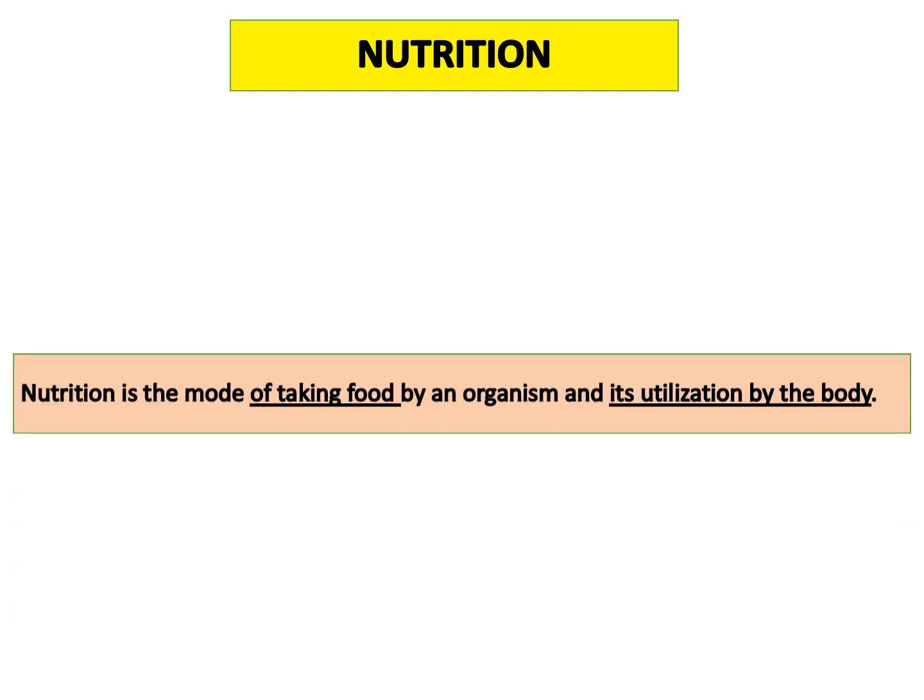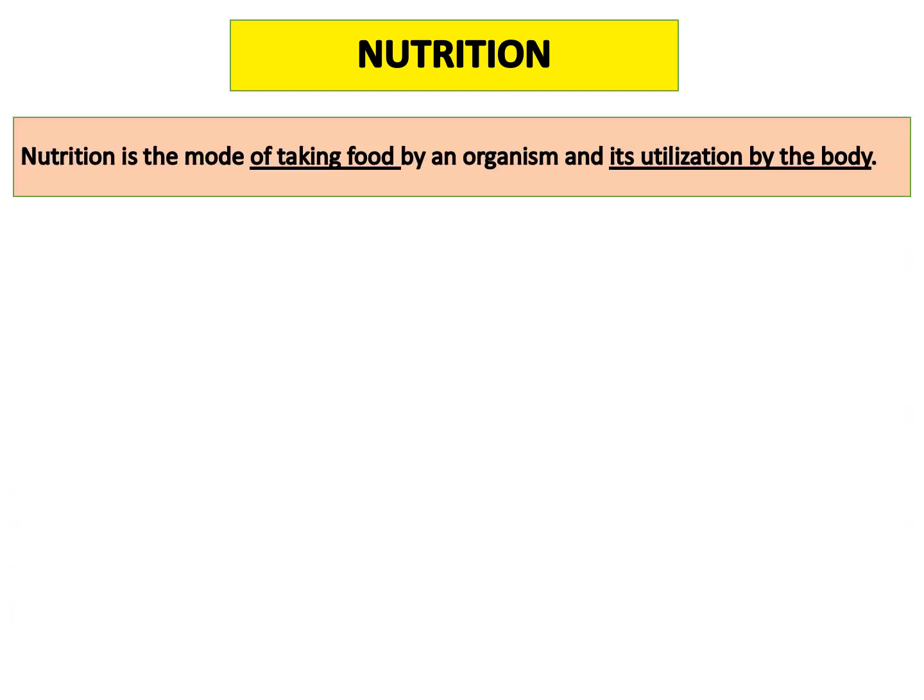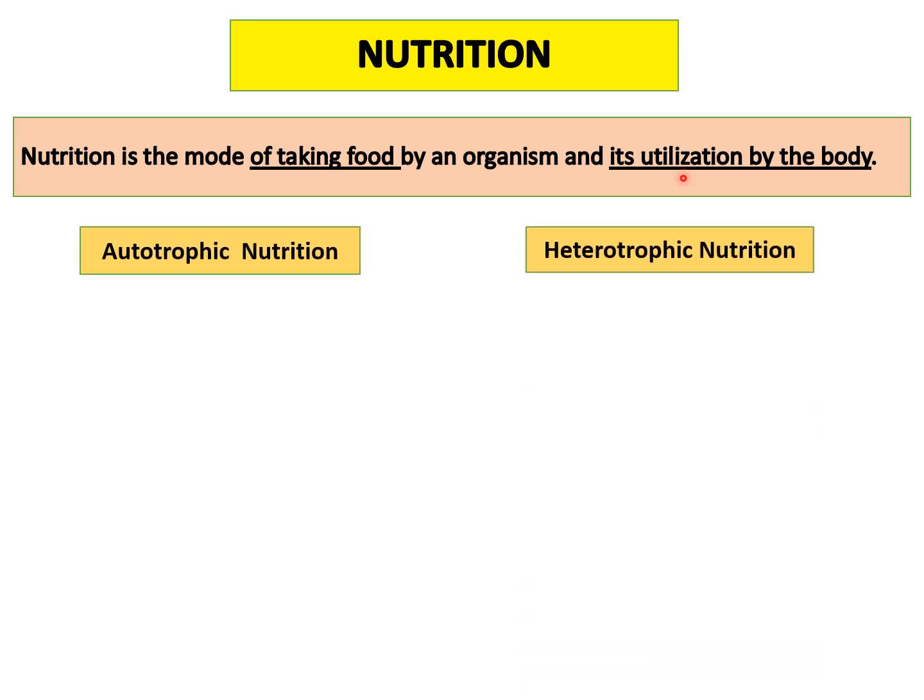So what is nutrition? Nutrition is the mode of taking food by an organism and its utilization by the body. It involves two things: how the food is taken by the organism and how it gets utilized by the body. Nutrition is basically of two types: autotrophic nutrition and heterotrophic nutrition.